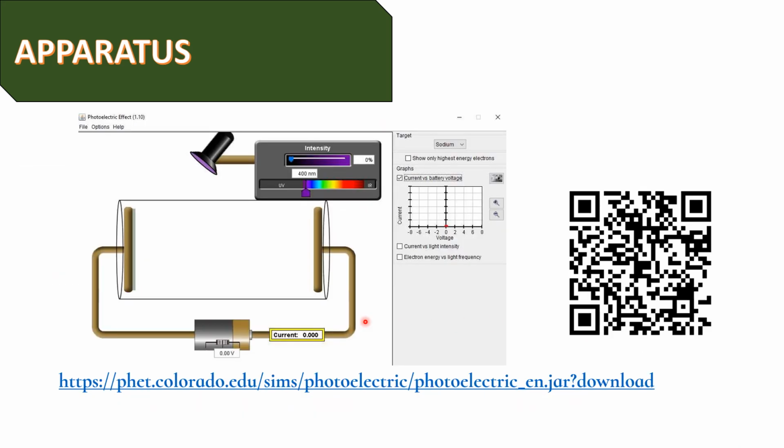Taking a look, this is what the simulation looks like after it has been run. We have the light source here, the intensity slider here, and the wavelength slider here. Remember, wavelength is directly related to frequency. When we make reference to frequency or wavelength, know that the difference between the two is just the speed of light, which is a constant. Then we have the adjuster for the voltage here, and a meter that is measuring the currents, that is the photocurrents.